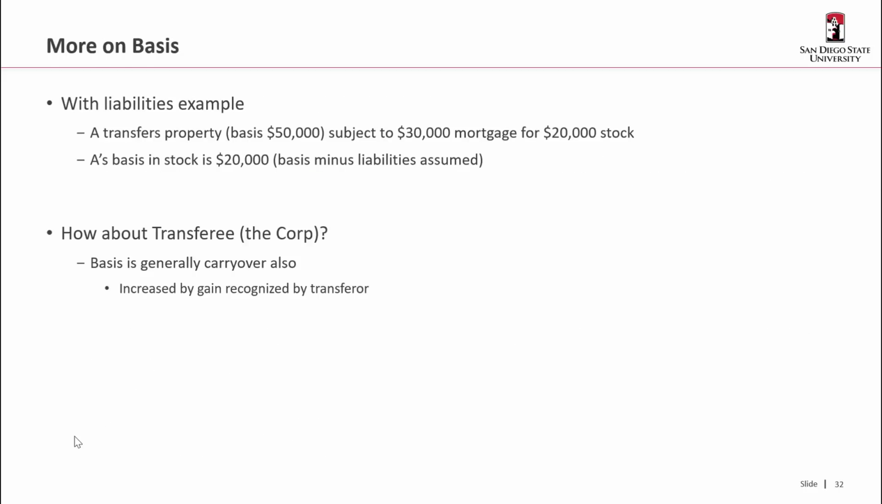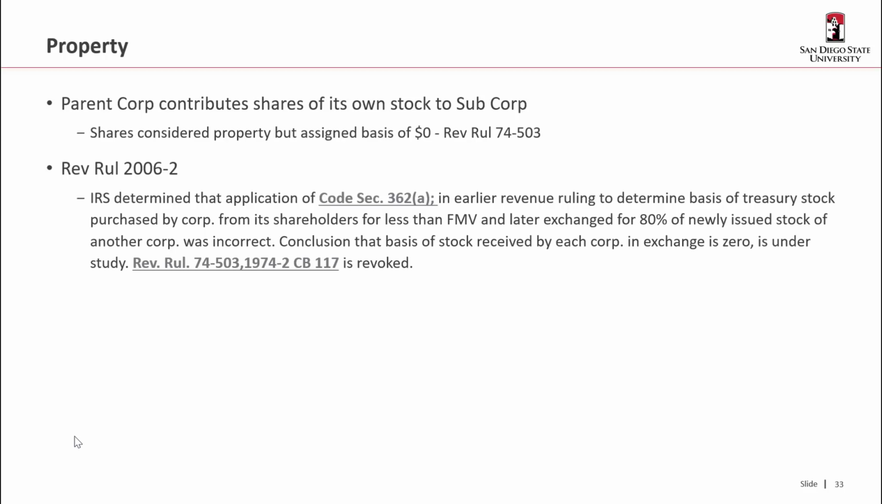All right. We talked about liabilities and did that example already. Basis generally carries over to the corporation as well. To the extent the transfer recognizes gain, they get an increase in their basis. So there's a special rule that if a parent corporation contributes shares of its own stock to a sub-corporation, the shares are considered property, so it can be a 351, but they're assigned a basis of 0.